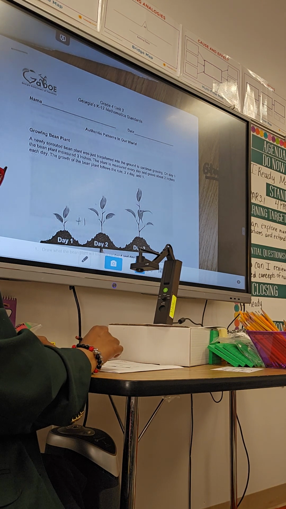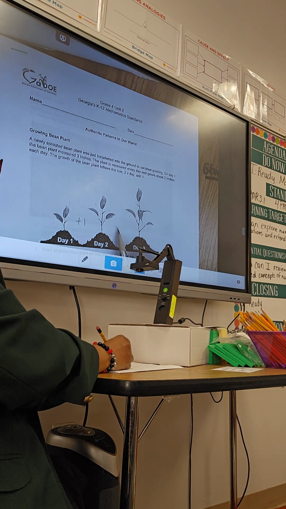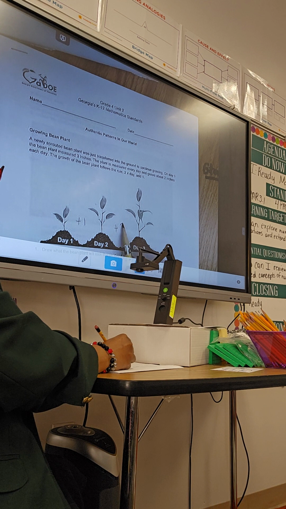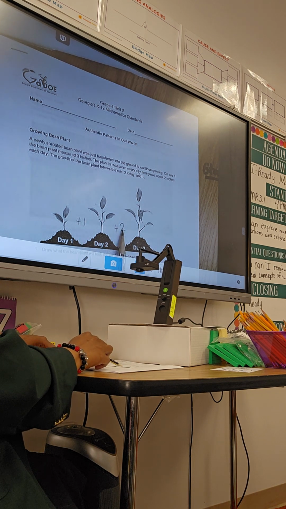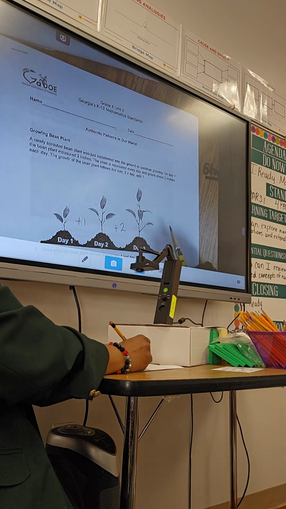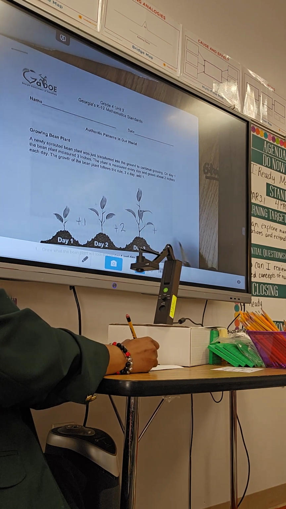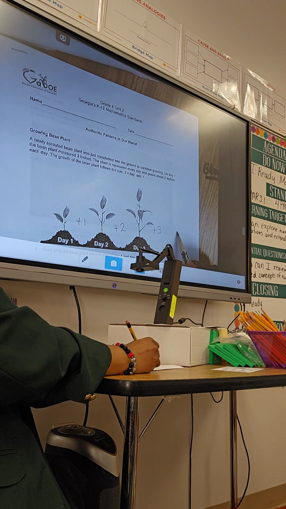So from day 2 to day 3, how many did it grow by? 2. So you can see that each day it grows 1 more. So plus 1, plus 2. So till day 4, how many do you think it's going to grow by? Plus 3. And then probably for day 5, it's going to grow by plus 4.